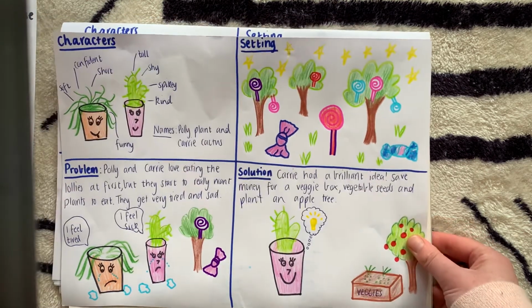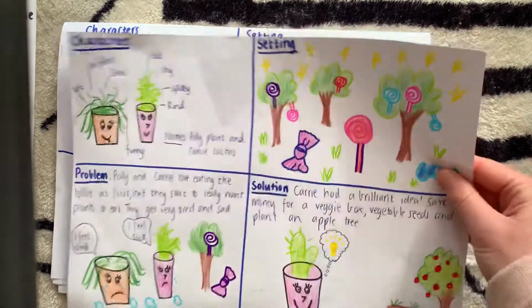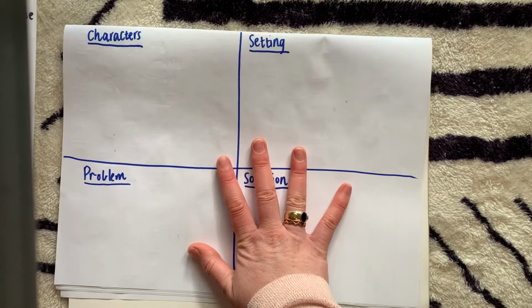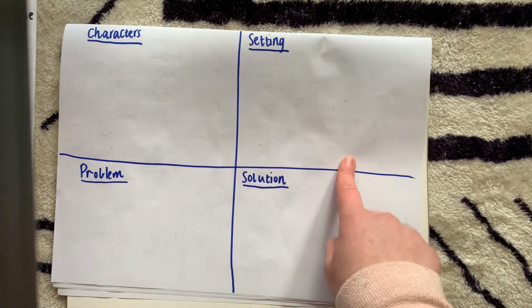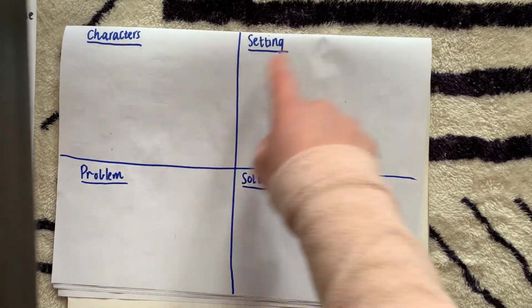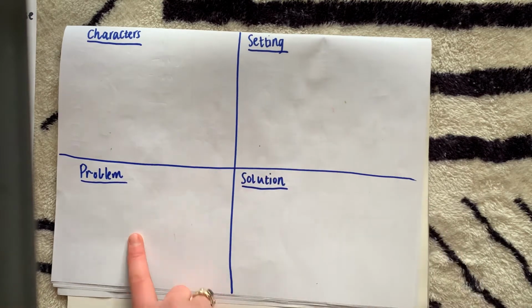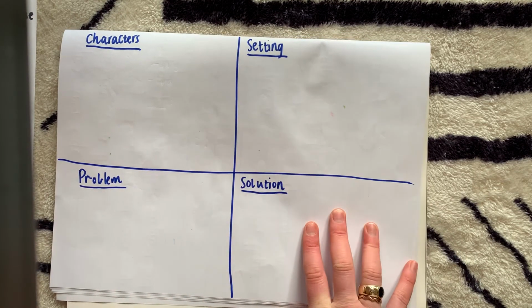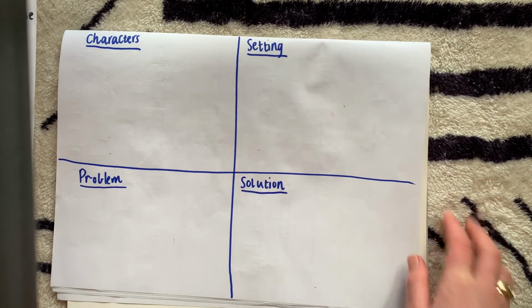Okay, so yeah, your job today is to do exactly what I've done. Start with your storyboard and map it all out like this. Think of your characters, decide where they're going to be, have a big think about what the problem might be in your story, and then how the characters will solve that problem.